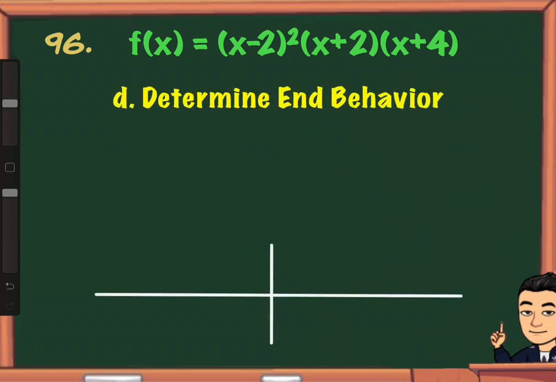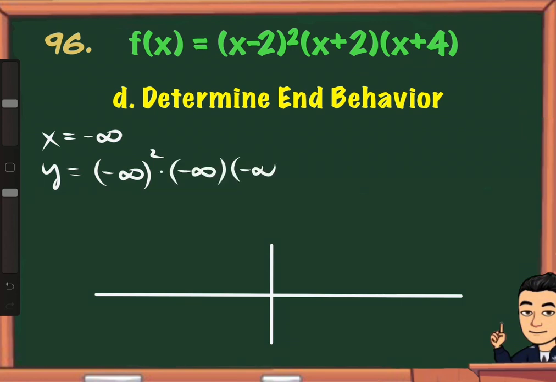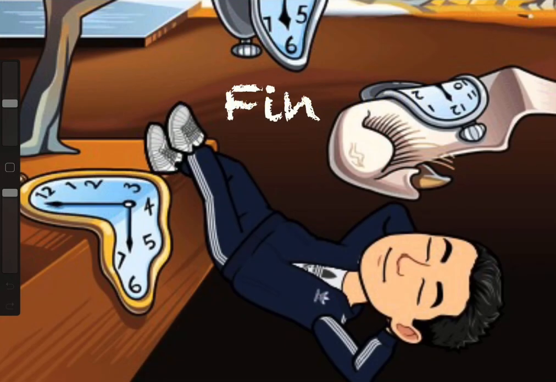Let's talk about the end behavior. Here we've got negative infinity, which means that y is going to be negative infinity, and when you square it, it's going to be positive infinity. Then multiply another negative infinity times another negative infinity. If you look at it, y is going to be positive infinity. So your end behavior is going to be this direction. For x equals positive infinity, you know that every time you put in a positive infinity, it's going to be positive infinity for y. So the end behavior is going to be this direction. Take care. Good luck.